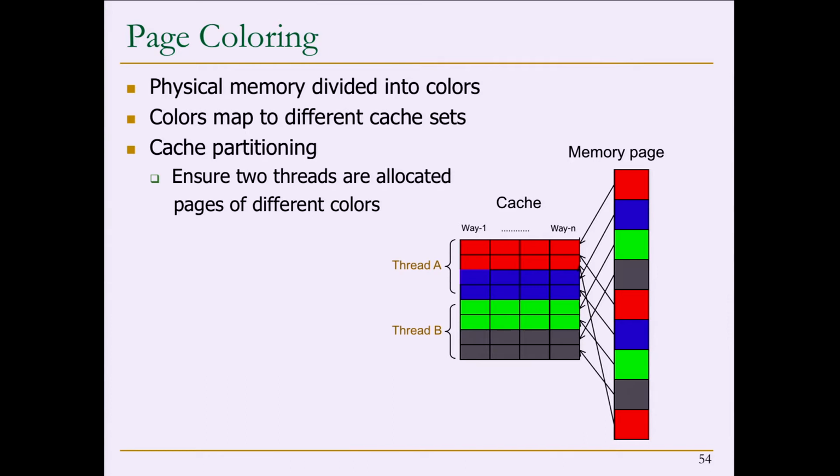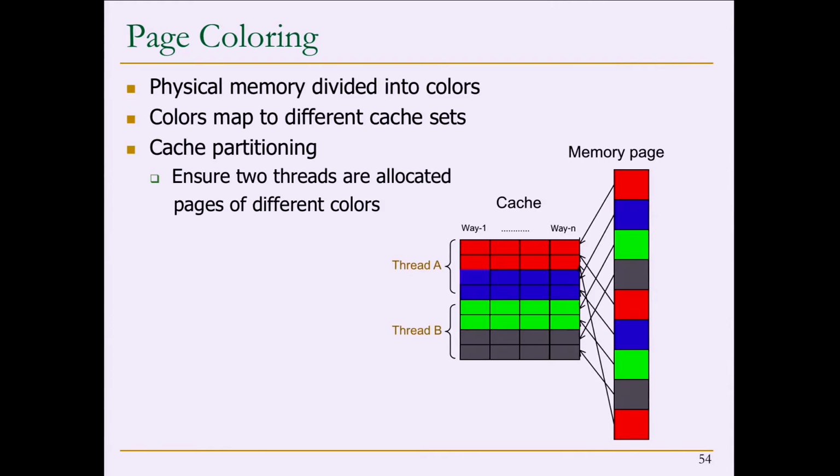Basically, let's assume that they can be controlled. You have these 4 different colors in main memory pages, let's say, and each page maps to different sets, as you can see over here. To partition the cache, the operating system only needs to ensure that 2 threads are allocated pages of different colors. And if this thread is allocated red and blue pages, the operating system knows that those red and blue pages will be isolated from these green and gray pages, and it can partition the cache. So it provides performance isolation also here.